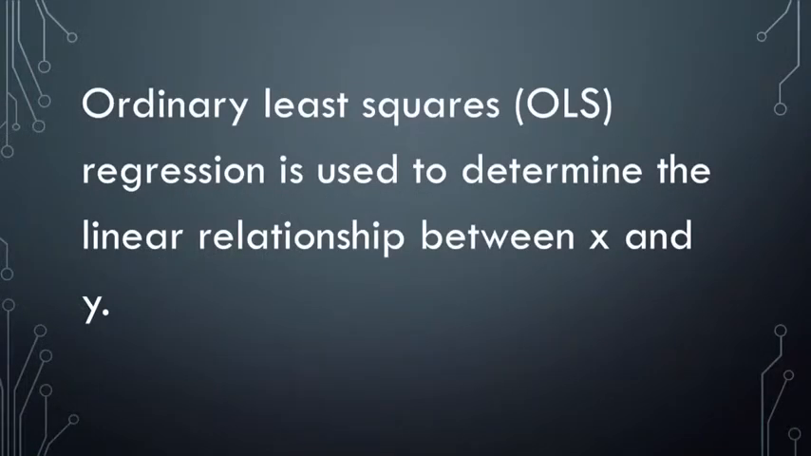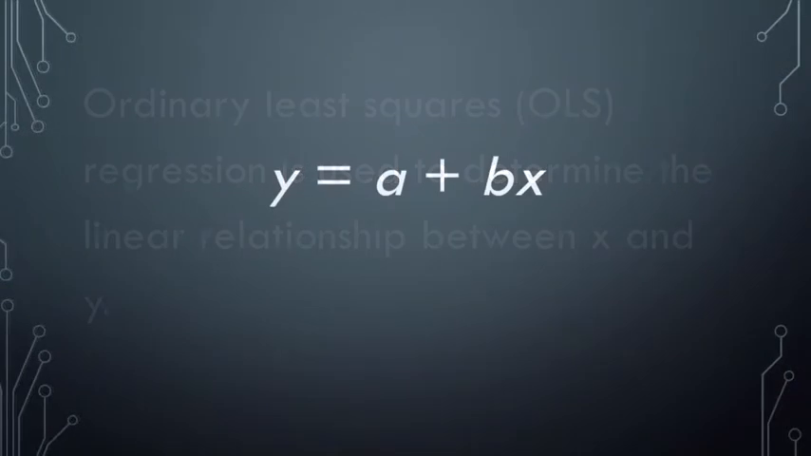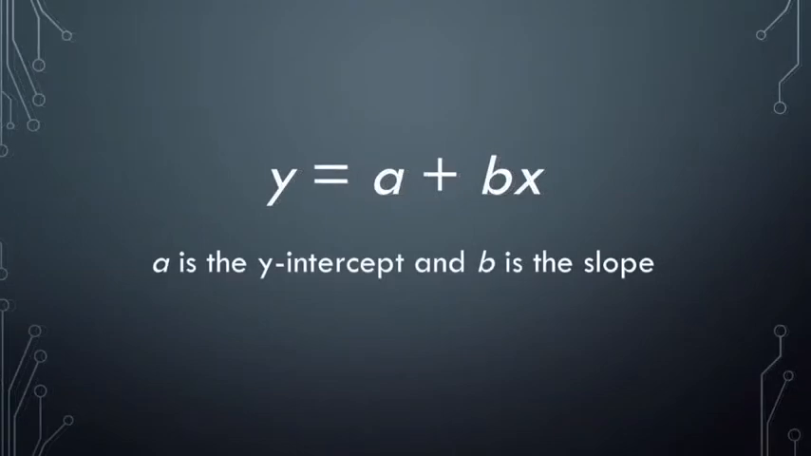Ordinary least squares, or OLS regression, is used to determine the linear relationship between x and y. OLS regression is sometimes referred to as linear regression. The formula for calculating OLS regression is y equals a plus bx, where a is the y-intercept and b is the slope.